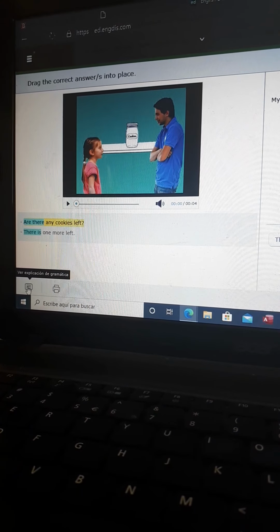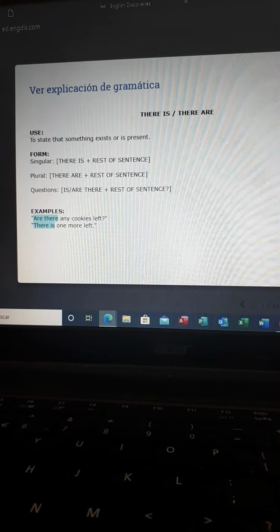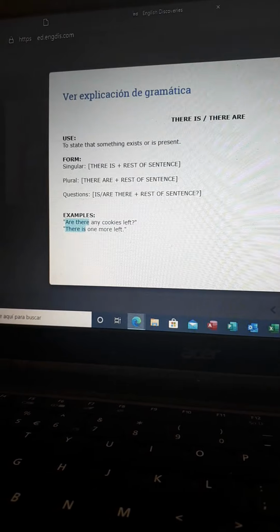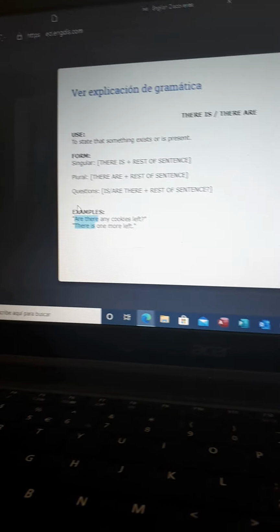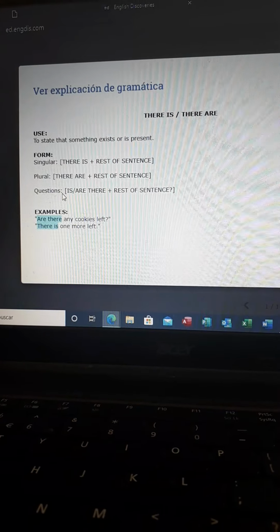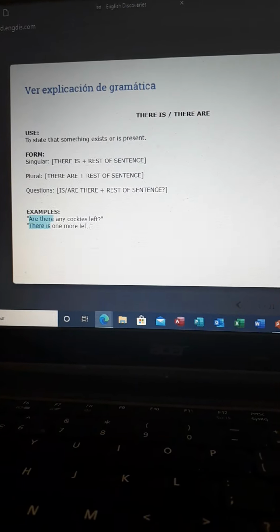Aquí abajito también tienen la información gramatical, ¿sí? Para que lo vayan checando, ¿ok? Aquí siempre va a venir la información gramatical, ¿sí? Y viene lo mismo que les acabo de decir. Singular, plural, questions. Pero es más fácil con los ejercicios.